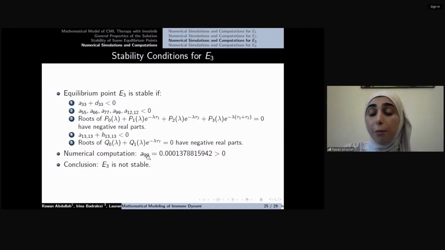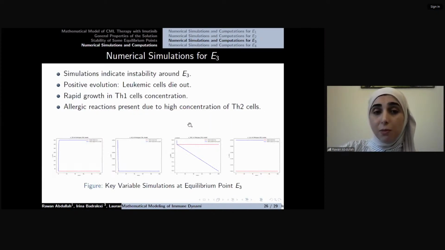The numerical computation shows that A99 is positive, which means that E3 is also unstable. But the numerical simulations can give us some information in which the leukemic cells die out. So we have a cure of the patient, and the healthy cells are attracted to a positive value. So we have a cure of the patient.